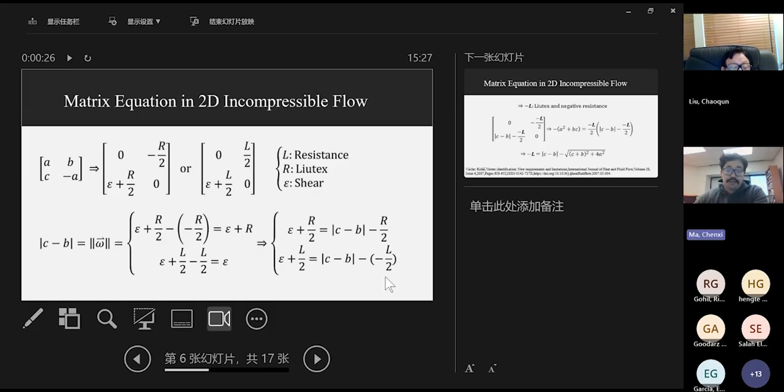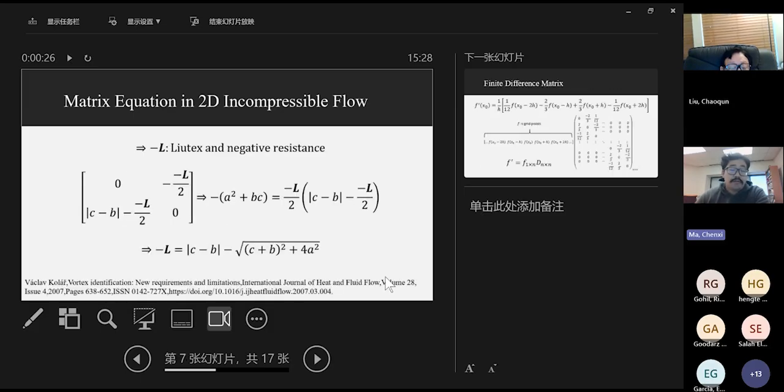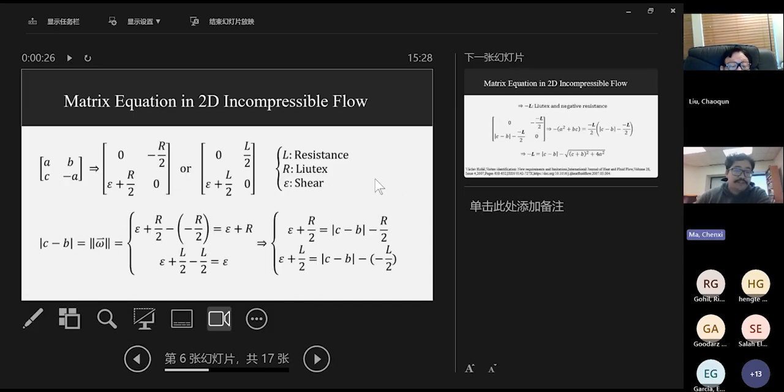We know that through the orthogonal transformation, the magnitude of the vorticity is preserved. Thus, the absolute value of C minus B should equal epsilon plus R over 2 minus negative R over 2, which is epsilon plus R, for the rotational points. For non-rotational points, it should equal epsilon plus L over 2 minus L over 2, which is just epsilon.